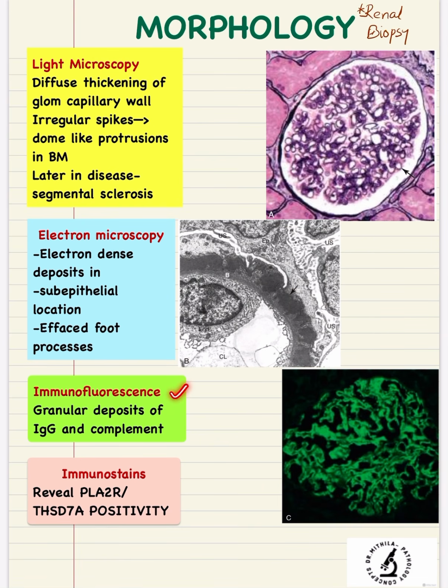Next point is immunofluorescence. It's easy to remember because there is immune complex deposition. So there will be granular deposits of immunoglobulin G and complement. These give a granular appearance on the immunofluorescence. Then immunostains we can use to reveal the phospholipase A2R or the thrombospondin type 1 domain containing 7A positivity. These can also help in the diagnosis of membranous nephropathy.